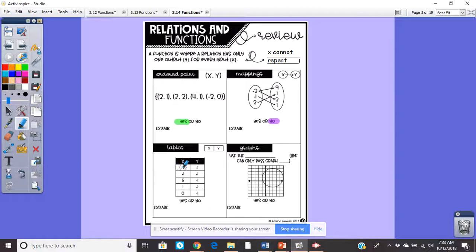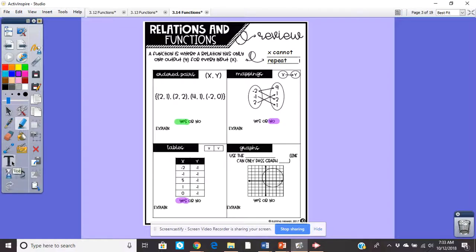And then at the tables, we look for the same thing. Do the x's repeat? So we've got -2, -1, 5, 1, and 0. So the x's don't repeat, so we're okay. The y's can repeat, that's okay. The x's cannot repeat. So yes, this is a function.